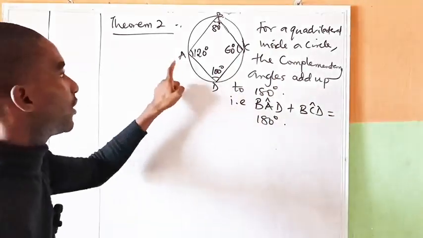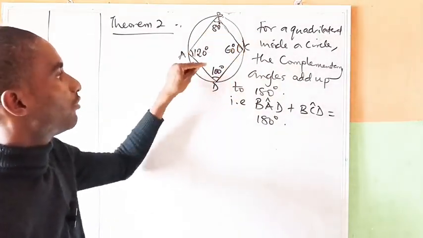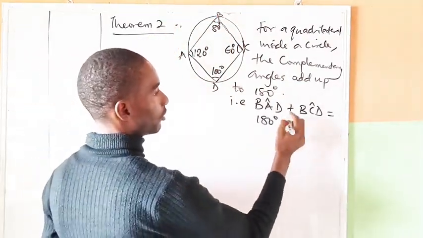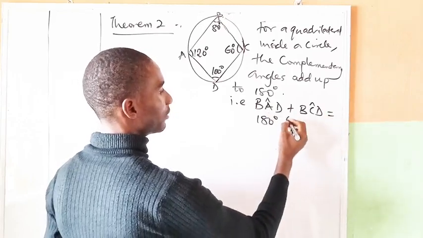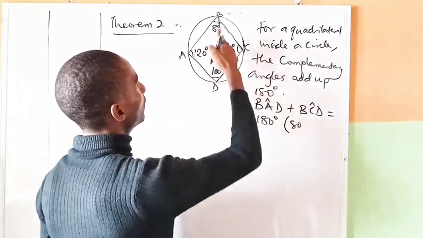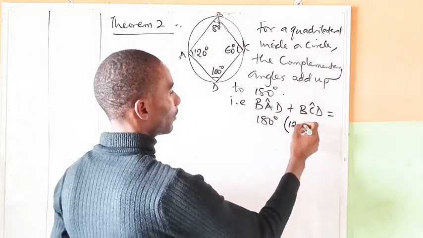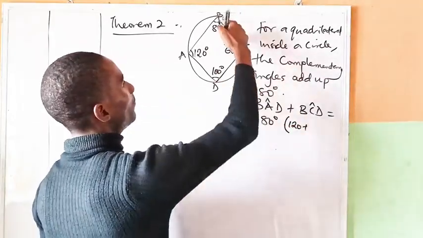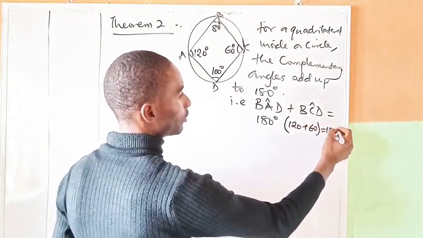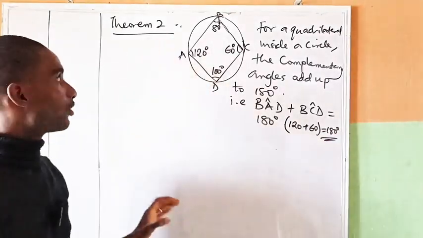And the same is applicable here. ADC plus ABC, meaning 100 plus 80 equals 180 degrees. So that means 80 plus BAD, that is 120, plus BCD, plus 60, equals 180 degrees. All right, so that is the second theorem.